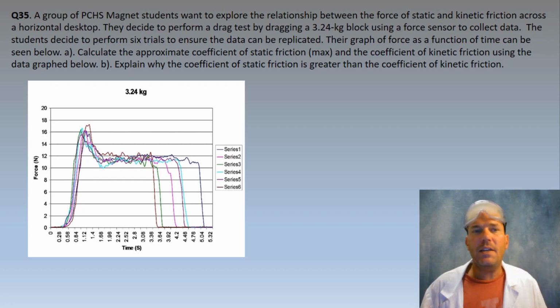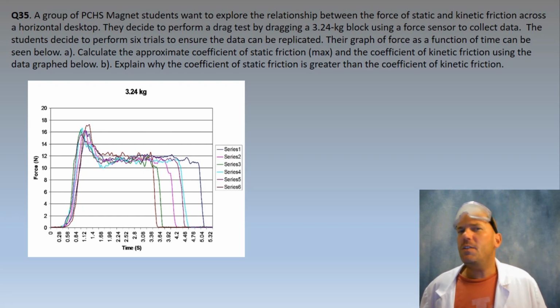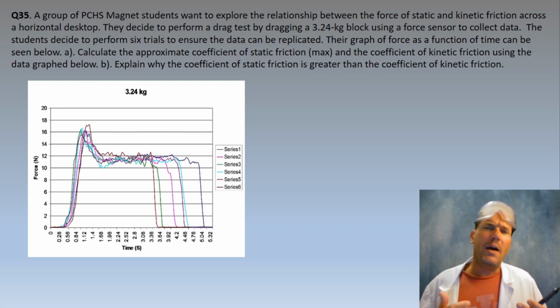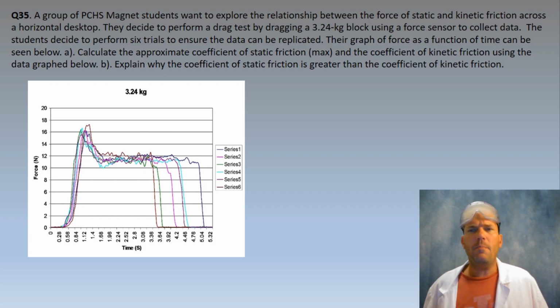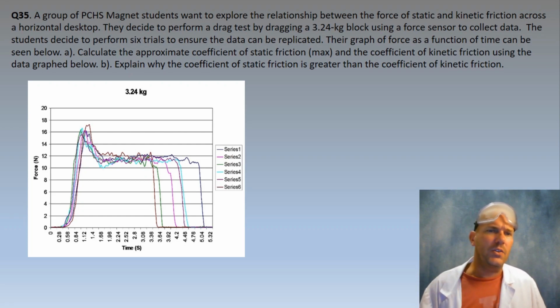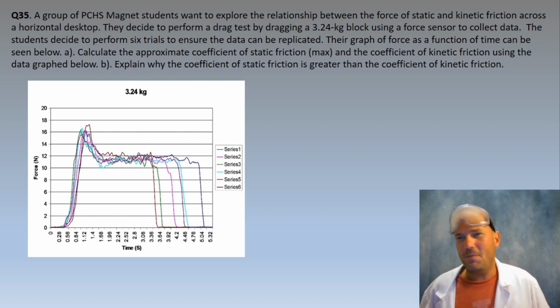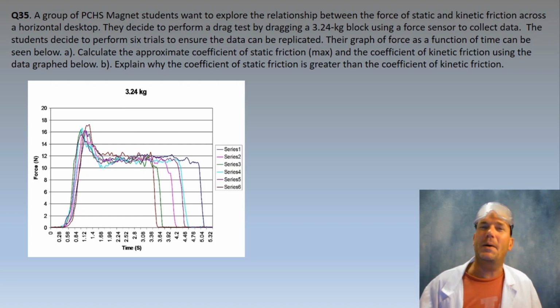Question 35. A group of Paulding County High School magnet students want to explore the relationship between the force of static and kinetic friction across the horizontal desktop. They decided to perform a drag test by dragging a 3.24 kilogram block using a force sensor to collect data. The students decided to perform 6 trials to ensure data can be replicated. Wow, these sound like some awesome students. Their graph of force as a function of time can be seen below.